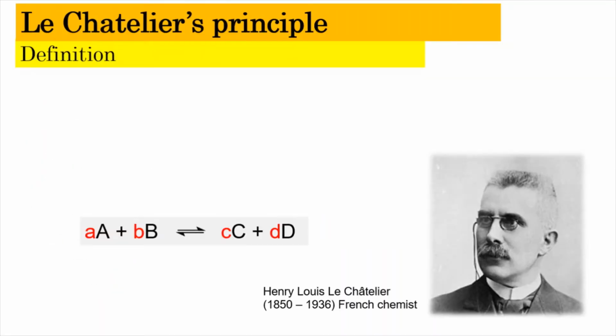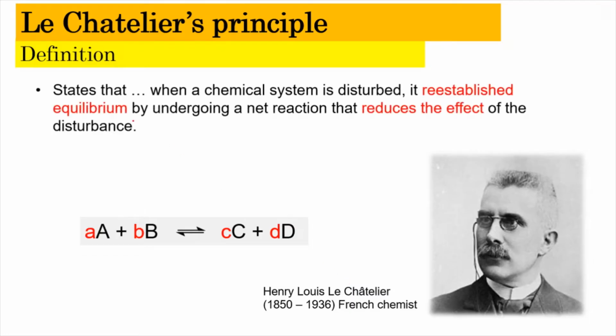So Le Chatelier's principle was proposed by Henry Louis Le Chatelier, a French chemist. According to him, when a chemical system is disturbed, it is going to re-establish equilibrium by undergoing a net reaction that reduces the effect of the disturbance.